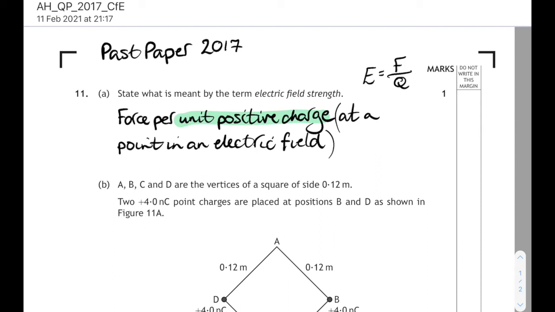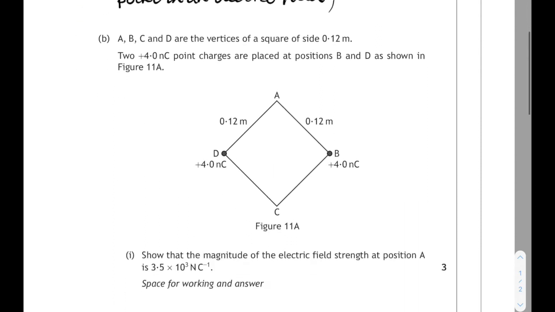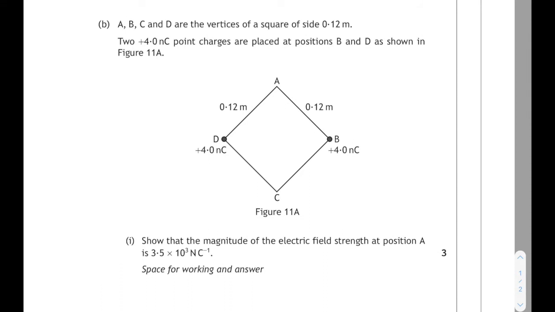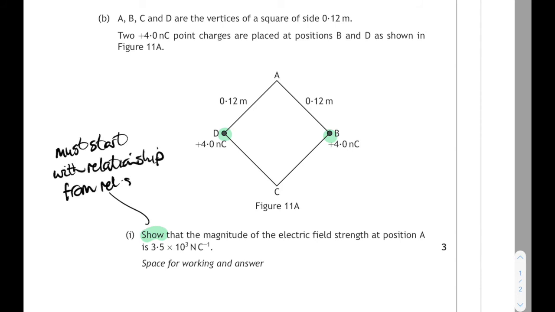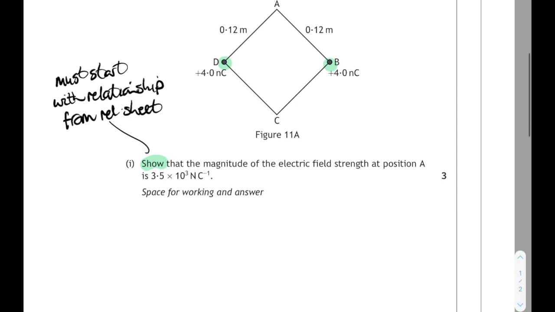Then part B of the question, it's looking like vectors again. We have A, B, C and D are the corners of a square, and two 4 nanocoulomb charges are placed at B and D as shown in the diagram. It's a show question. We must start off with the equation from the relationship sheet then. We have to show that the electric field strength at point A is equal to that number. So we take our electric field strength relationship. Remember, you can lift it straight from the sheet, but it's got to be this version of it that's got the full 4 pi E naught.